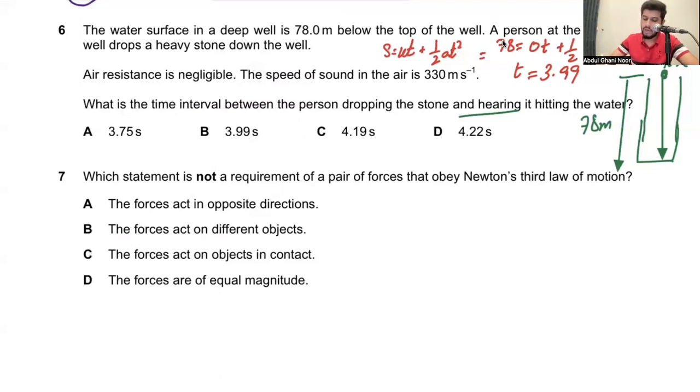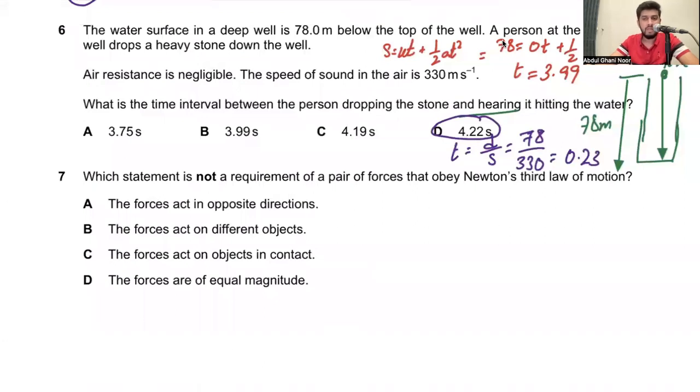So for sound, speed is equal to distance upon time. Time is equal to distance upon speed. The total distance is 78. The speed of sound is 330. And that is basically 0.23 seconds. So the time it takes for the stone to come down is 3.99. The time it takes for sound to travel upwards is 0.23. The total time is 3.99 plus 0.23, which is equal to 4.22 seconds.